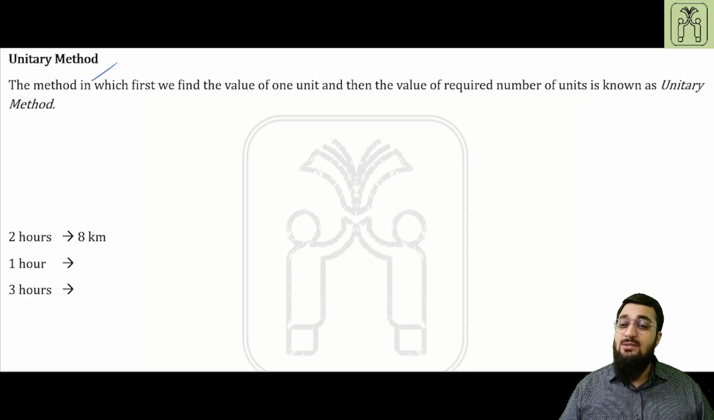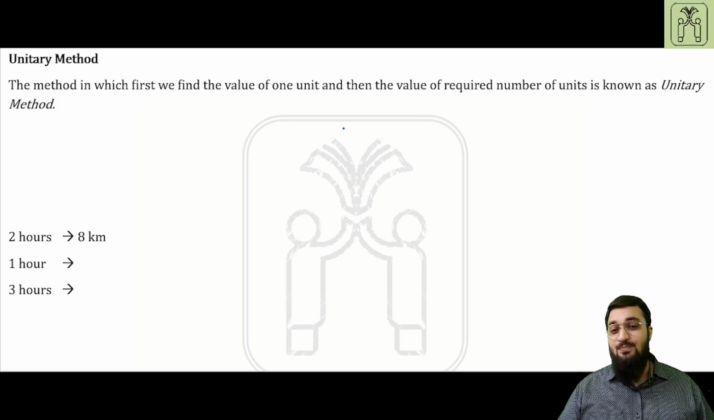So let us begin the topic, and unitary method will be discussed again. And those who have been with us, no need to worry, you will just grasp the concept very easily. So first of all, we will try to understand or try to read the definition of unitary method: the method in which first we find the value of one unit and then the value of required unit is known as unitary method.